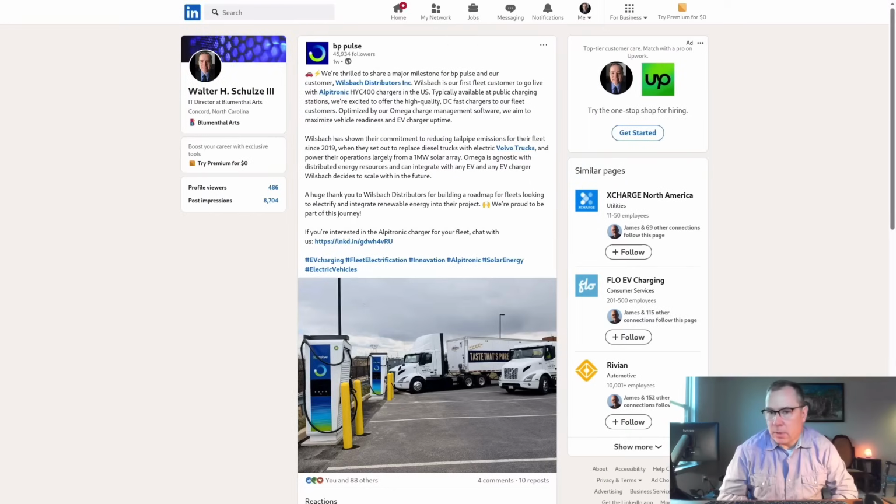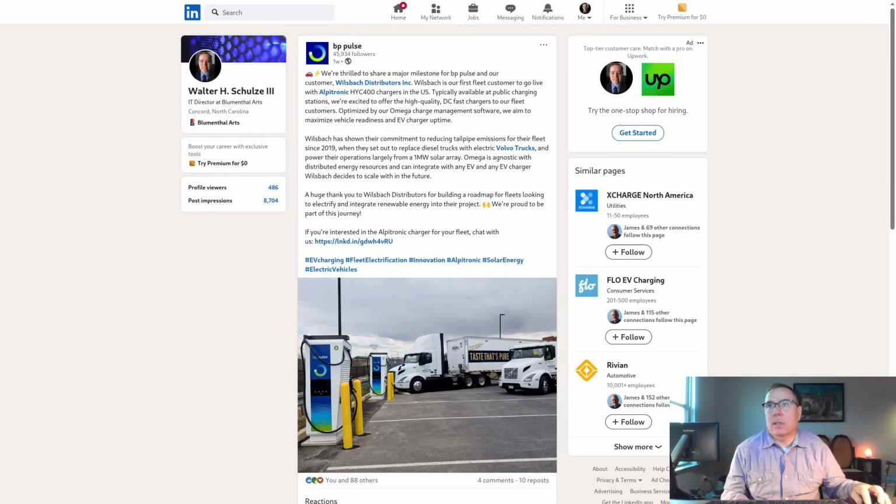BP Pulse is one of the CPOs that are active currently, and BP Corporate recently announced that they're scaling back their investment in EV charging, but it's still a pretty significant amount of funds that are being invested into EV charging. So although it's not at the same level, it's still pretty high. And BP Pulse just recently announced that they've completed installation into their fourth Travel Centers of America Alpitronic hardware stations. So they're definitely still growing.